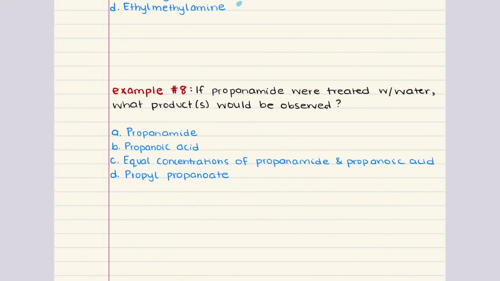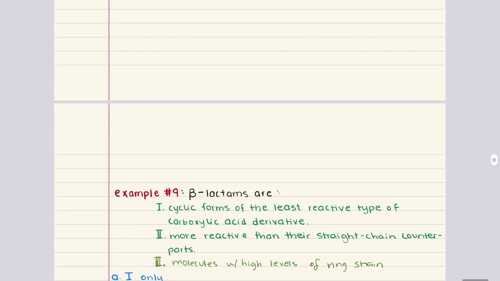If no such conditions are specified, and we're just mixing propanamide with water, then the reaction won't actually proceed to completion, because water alone isn't reactive enough to break the amide bond on its own. So under these mild conditions, no reactions occur, and the only species we'd observe in solution is the starting material, which is propanamide. So the correct answer for problem 8 is A. Let's move on to problem 9.